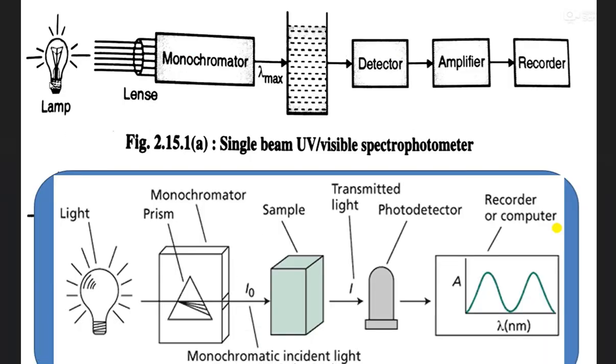Now we can see here's a source. Here's a monochromator. And here's the sample holder. When the monochromator is set to lambda max, we can detect how much light is transmitted and how much light is absorbed. Now the amplifier part. What does the amplifier do? It amplifies the electric current if required. Now the recorder, which will record the result.